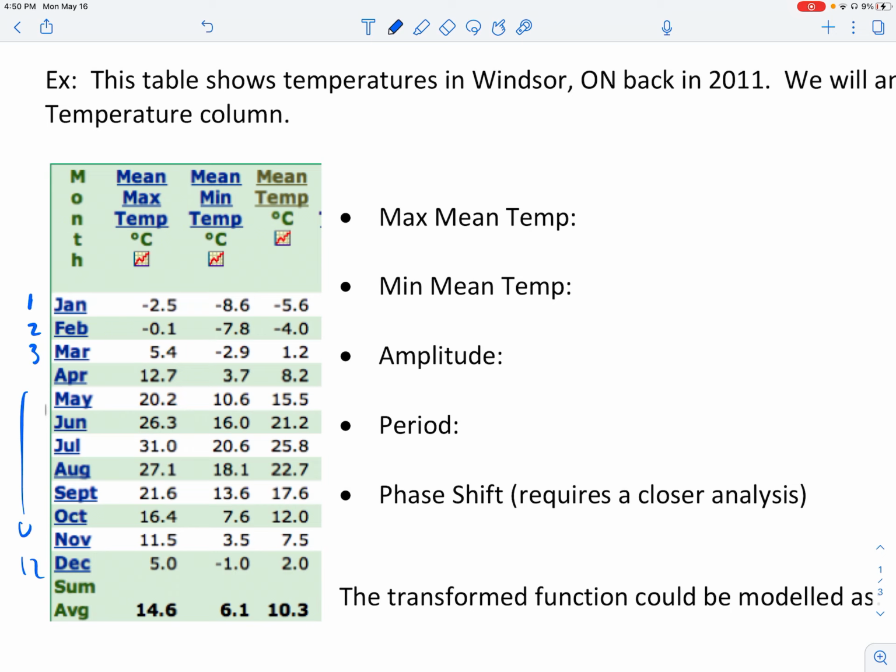So what's the max mean temperature? Just scan this column here and look for the largest value: 25.8, that's easy. The minimum value happens in January, negative 5.6. The amplitude, this is what we have to calculate. It's going to be equal to the max minus the min, over 2. So 25.8 minus a negative 5.6, so we'll be adding that, and then divide that by 2.